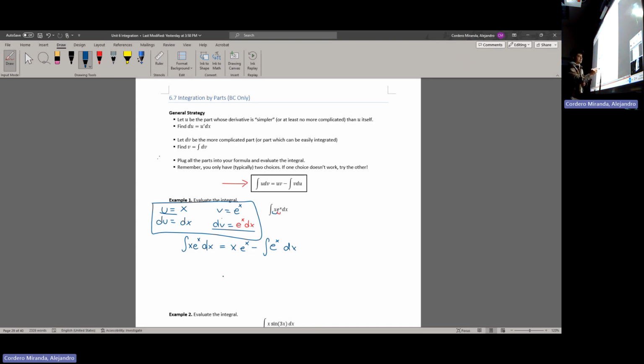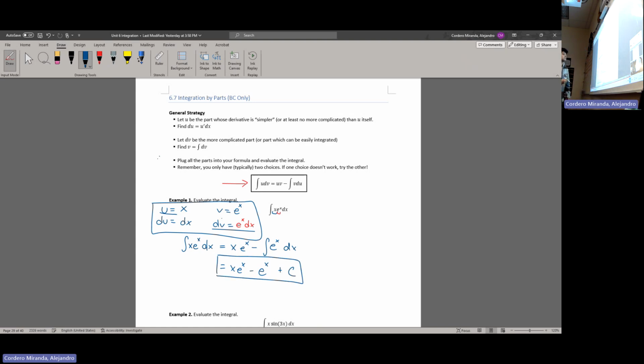So this, oh, hang on, the light just went off. Okay, so this would be nothing to do with that first term, but minus integral of e to the x is just e to the x plus c, and then that should be your answer. All right. So very cool.